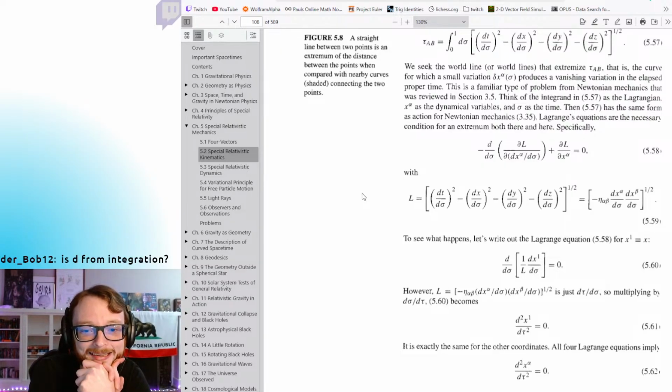I do think some of this is supposed to be a little bit of a background. Like I think we're supposed to have some understanding of Lagrangians by the time we hit this course. Yeah.